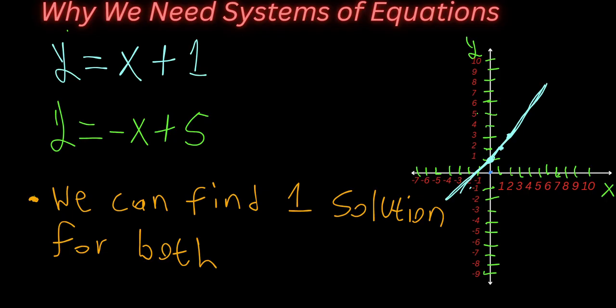And then let's go to green. Now we're going to have 5. We're going to have a point at 5 and a slope of negative 1, and over 1, down 1, and we're going to intersect right about there.